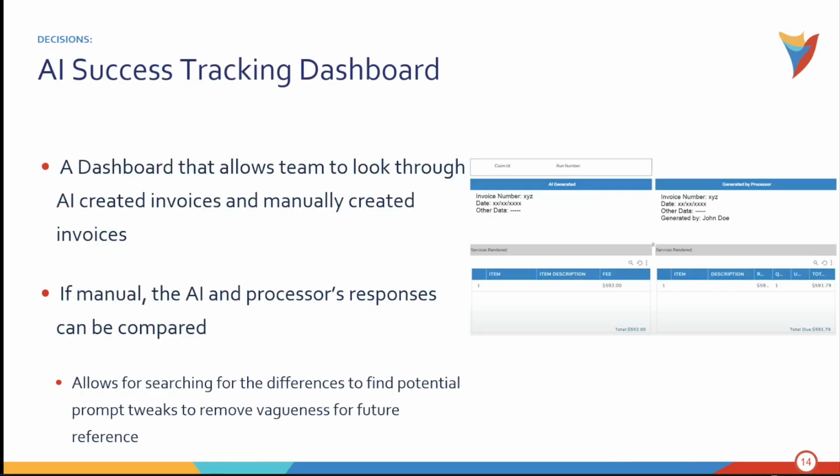Another thing that may be useful is to also build out an AI success tracking dashboard. Build some kind of dashboard in Decisions, or a way to actually track, how did the AI work? How has the AI been successful? Has it been accurate? You can use this to look through all of the data that AI has created, and then also see all the data that has been manually created and compare those things, right?